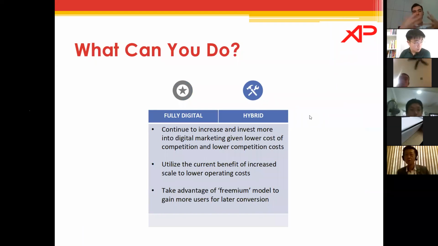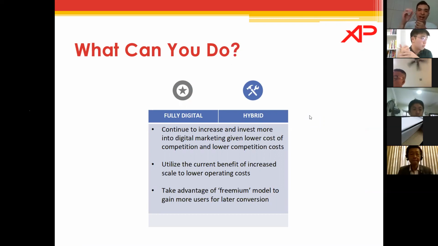So my recommendations for those who are in a fully digital and hybrid business: now is actually a very good time to do 3 of these things. Number 1 is to increase and invest more into the current digital marketing when the cost of competition and ad conversion cost is very, very low. I think a lot of people will actually pull back marketing right now, but for these 2 kinds of businesses where you can measure sales and conversions online, you should double or triple those numbers, depending on whether you have the budget for it. If not, you should reallocate the budget if those numbers are looking good to you.